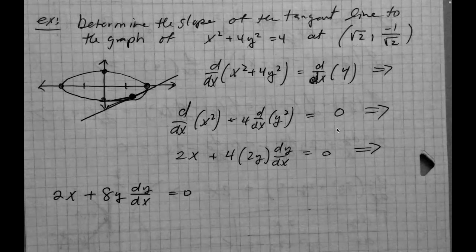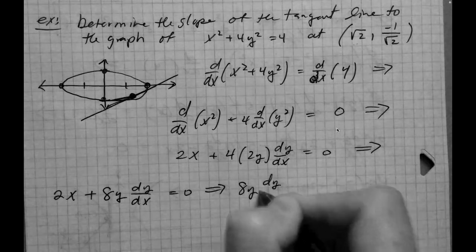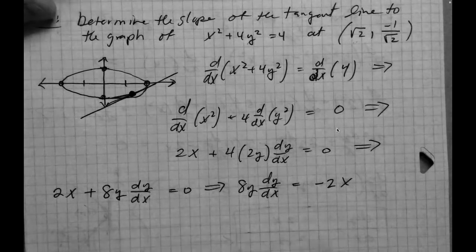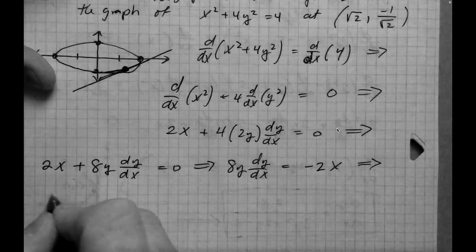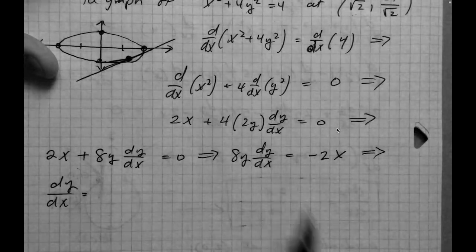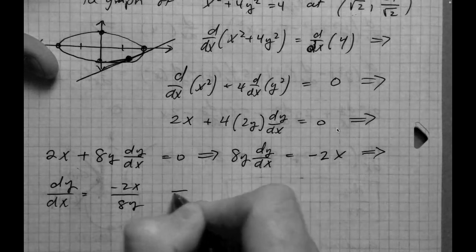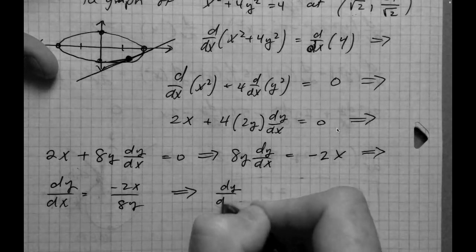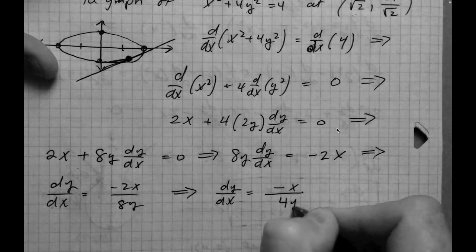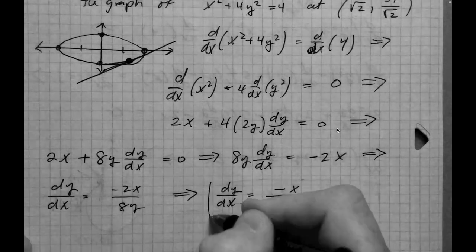And we want to solve for dy/dx, right? And so that means you've got 8y dy/dx equals negative 2x, kind of bringing that over the other side. And then you've got dy/dx equals, now what is it? Negative 2x over 8y, right? So negative 2x over 8y. And of course we can simplify that, and we should. dy/dx equals negative x over 4y.